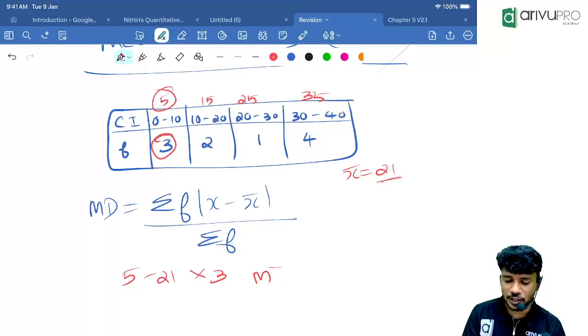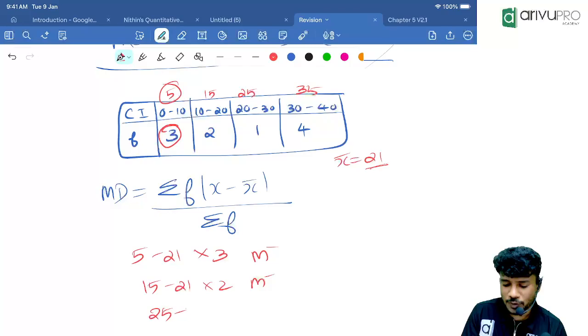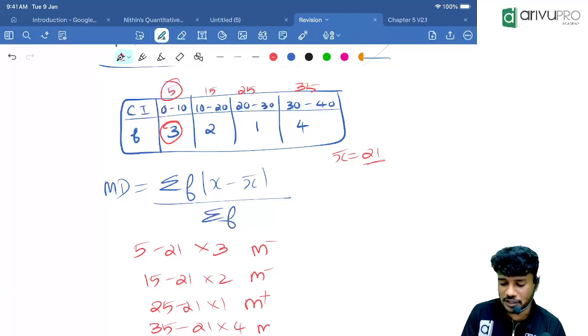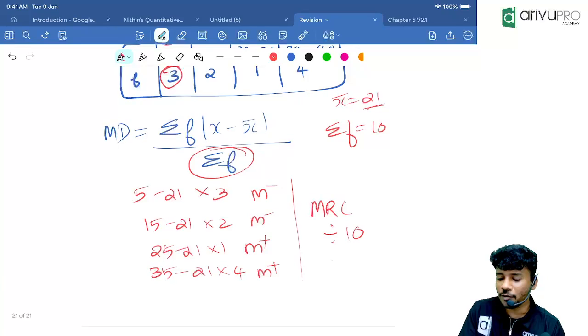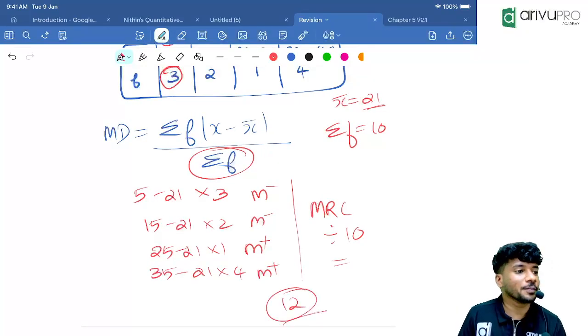Then people, next one. 15 minus 21 multiplied with 2. Again a negative value. Click M minus. Then 25 minus 21 multiplied with 1, which is a positive value, M plus. Then finally 35 minus 21 into 4, which is a positive value, M plus. Then MRC divided by how many terms are there, people? Sigma f was given to be 10. Divide by 10. How much is the answer you are getting? 12. That is your mean deviation.